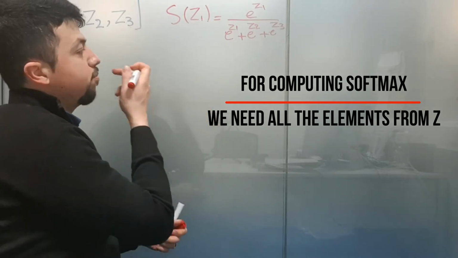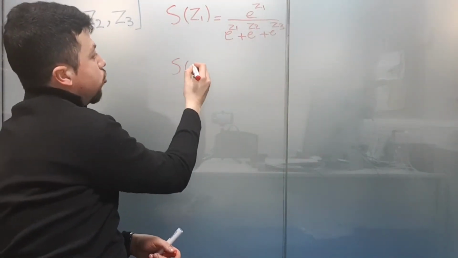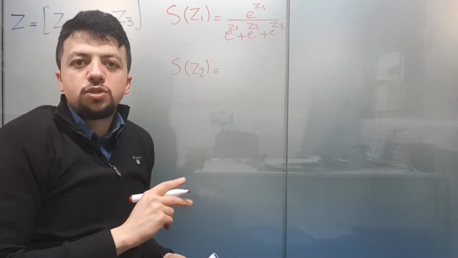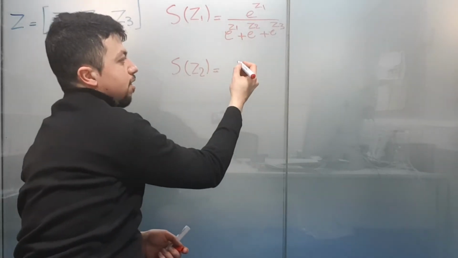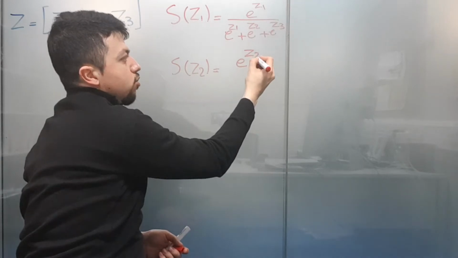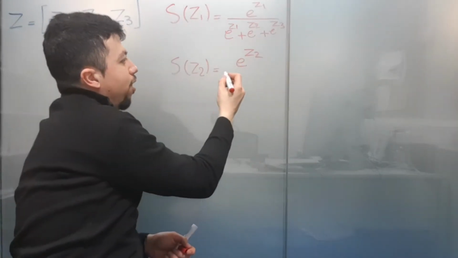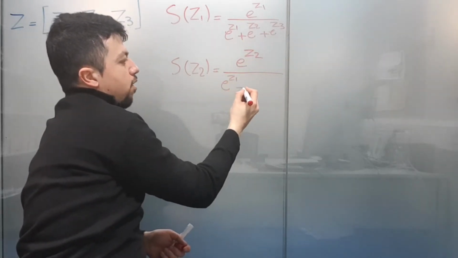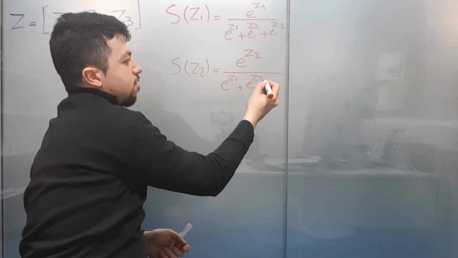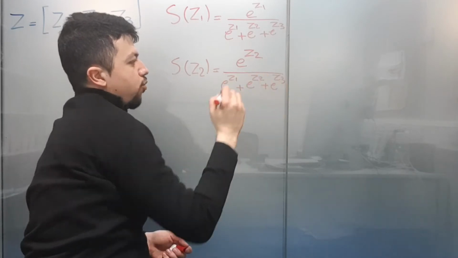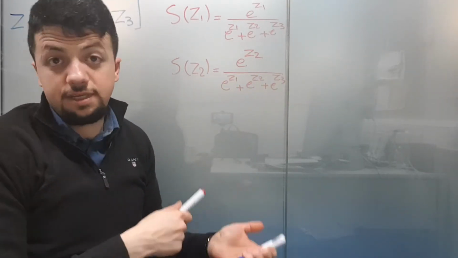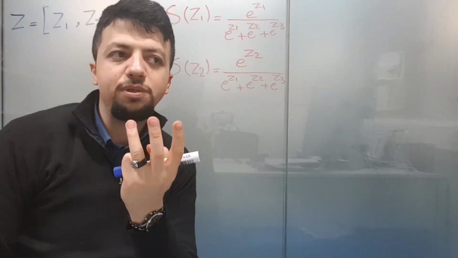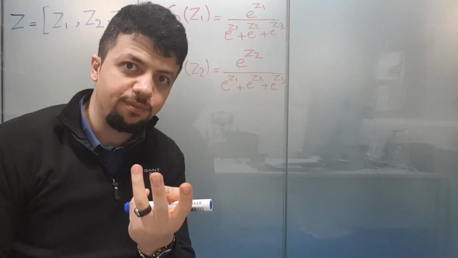By the same logic, if I were to compute softmax of Z2, I would have had to use all the other Z's as well, meaning that the numerator only uses Z2, so it just exponentiates Z2. However, the denominator is again the same as here. It's again the summation of the exponentiation of all the Z's. The same story with Z3. So we will have S of Z1, S of Z2, S of Z3, and those will be the three elements of the output vector of softmax.